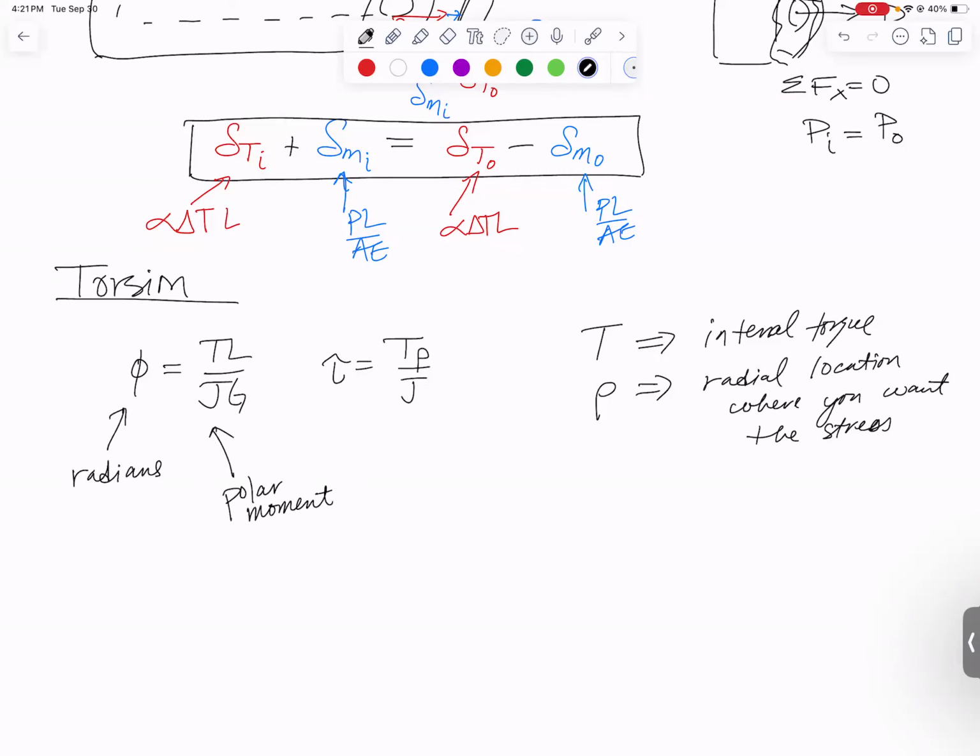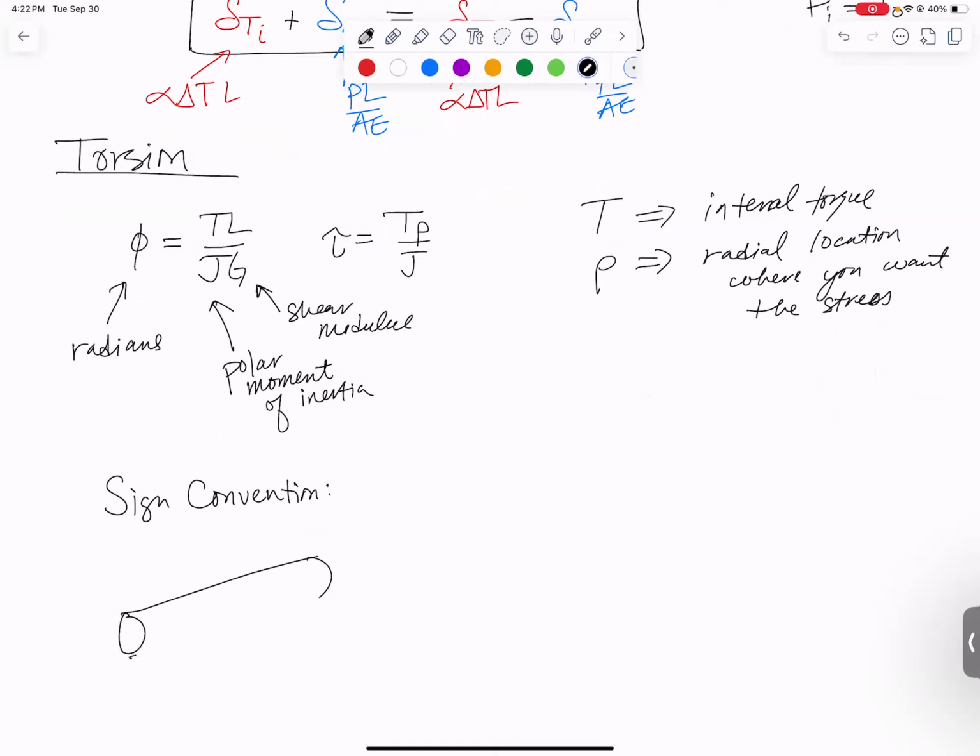Nobody has too much trouble with G because I usually give you G as part of the problem statement. It is just a table lookup. It is shear modulus. The sign convention tends to give people problems sometimes. Sign convention for torsion is arrowheads outward is positive, so use your thumb to figure that out, that this would be T, that would be T, and there is your positive. Negative is opposite with your right thumb going in on each of the ends.